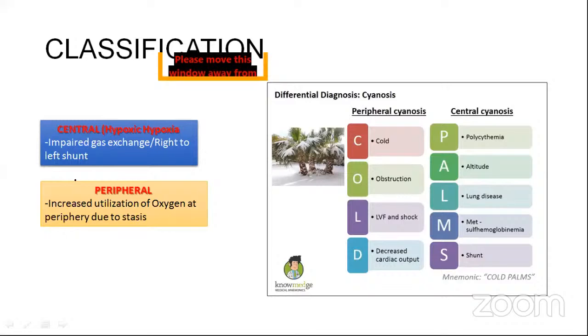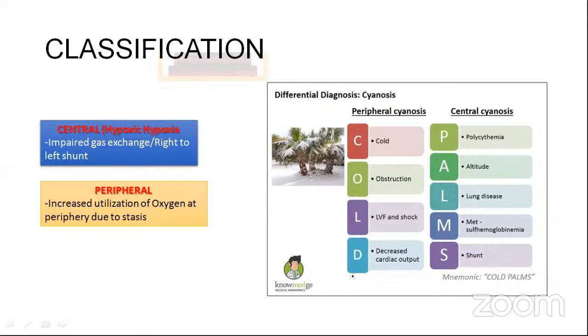Cyanosis comes from the word cyan, which means blue. So how do we remember the causes of central and peripheral cyanosis? We can remember this easy mnemonic: PALMS for central cyanosis and COLD for peripheral cyanosis.